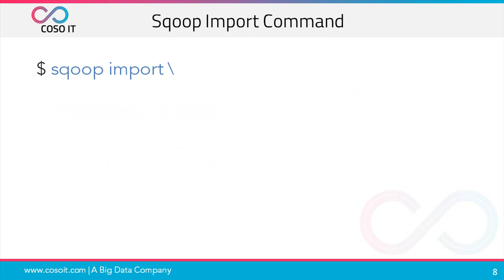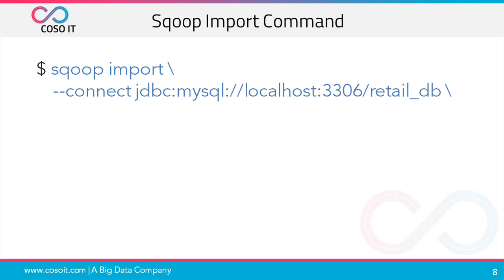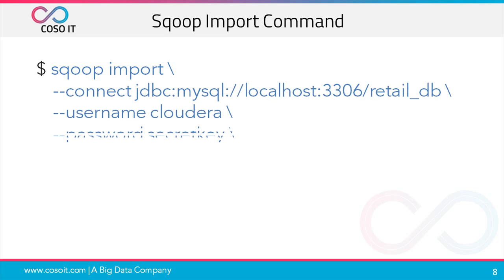Let us see a basic Sqoop import command. A basic Sqoop import command requires you to make a connection to the database, providing the username and password. The --connect parameter contains the JDBC URL to your database. Here you provide the machine name, port number, and then the database name. Then you provide the username and password using the --username and --password parameters. Providing a password on the command line can be a security issue, so you can store the password in a file and then access it using a password file parameter.